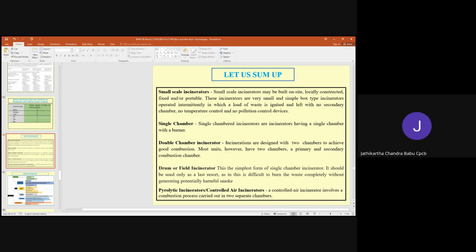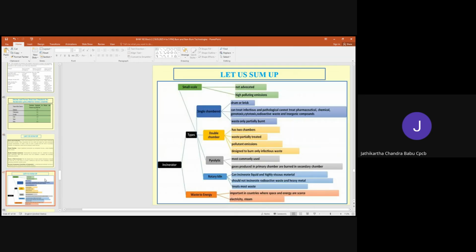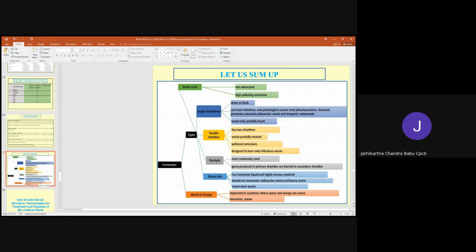Only the controlled pyrolytic incinerator, that means a double chamber provided with proper air pollution control systems and a stack height of 30 meters, is permitted by these rules. All these standards have to be complied with by the incinerator process. Otherwise, action will be taken against such industries.